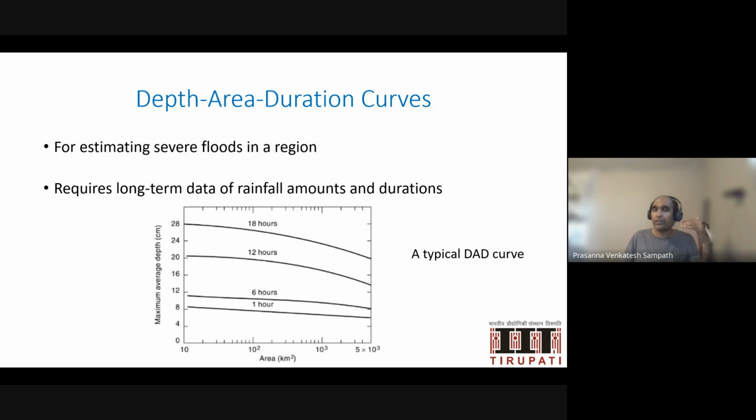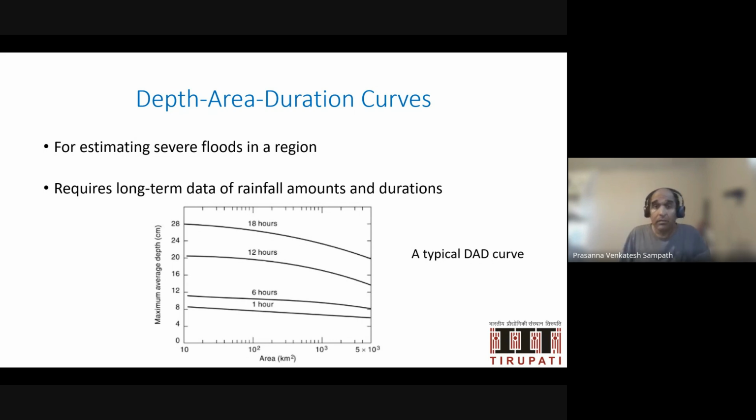Over the last 50 years, I would have received rainfall hundreds of times. Each time the rainfall amount will be different, the rainfall duration will be different. And then from all this, I segregate the data into different rainfall events. What are all the 1 hour rainfall events? What are all the 6-hour rainfall events? What are all the 12-hour, 24 hours, 18 hours, whatever it is? I segregate it into different durations.